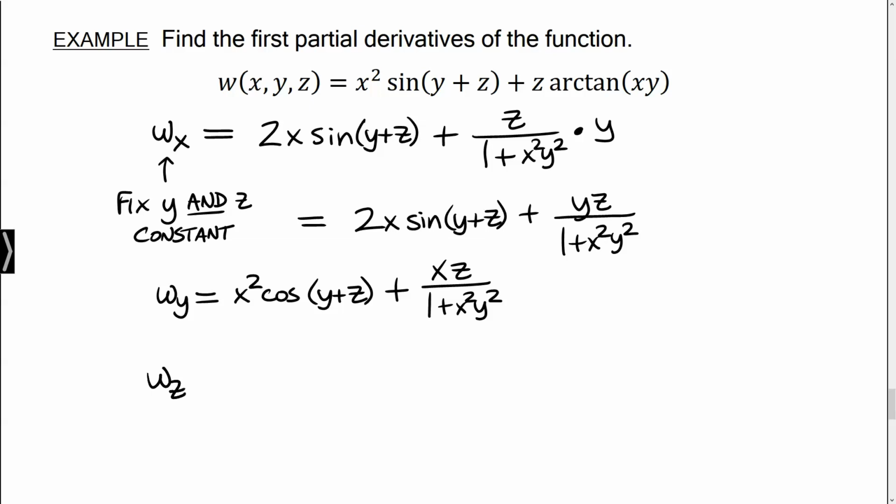And the z partial, let's see. Now I've got x squared, I still got cosine y plus z, just like before. But now, all the inverse tangent of xy, that's all a constant, times z. So I just get that constant, so plus arctangent xy. Okay, so those are the partials here.